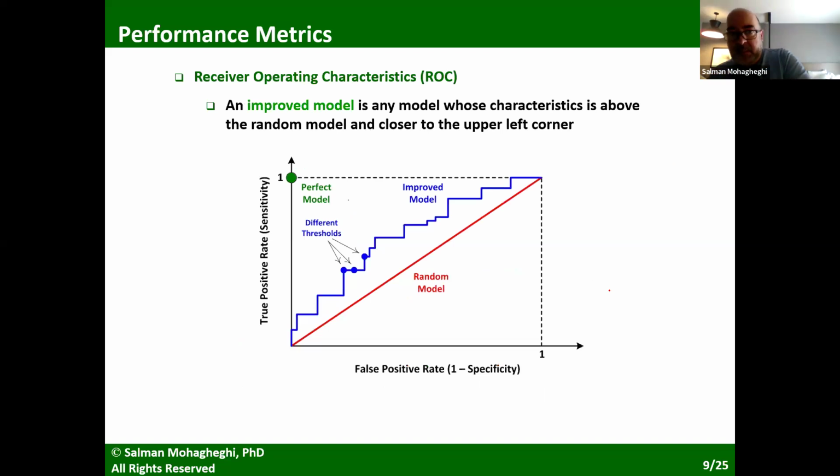So when I look at it, the random model is going to give me, regardless of threshold, true positive rate the same as false positive rate. So the x-axis is false positive rate, which in fact is 1 minus specificity, and the y-axis is true positive rate. For a random model, both of them are equal, so this red line represents a random model. What about a perfect model? A perfect model is a model that gives me 100% sensitivity, 100% specificity. So specificity is 100% or 1. That means false positive rate is going to be 0. So a perfect model is going to have sensitivity of 1 and false positive rate of 0.